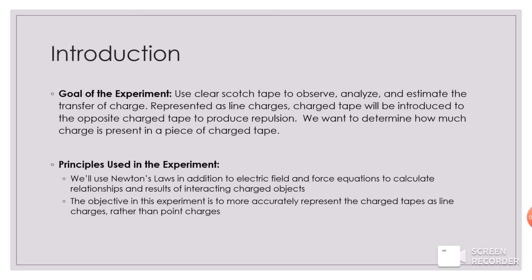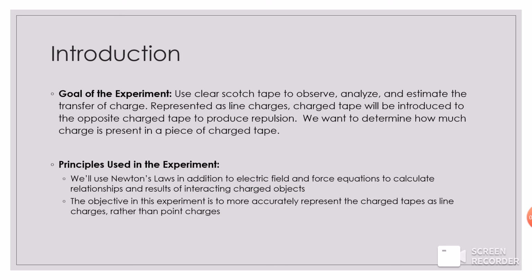Alright, first up, the goal of this experiment is to use clear Scotch tape to observe, analyze, and estimate the amount of transfer of charge between the two tapes. This time, instead of representing them as point charges, they'll be represented as line charges. And the charged tape will be introduced to the opposite charged tape to produce repulsion. Our objective is to determine how much charge is present in a piece of charged tape.